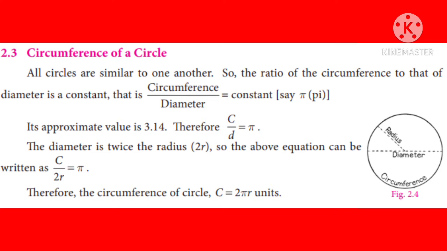That is, circumference divided by diameter is equal to a constant. Let us say pi. Its approximate value is 3.14. Therefore, C, circumference divided by the diameter d, is equal to a constant value which is pi. The diameter is twice the radius. So, the above equation can be written as C divided by 2r is equal to pi. Therefore, the circumference of the circle is C is equal to 2 pi r units.